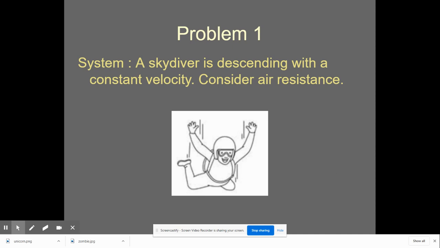All right, a skydiver is descending, that means falling, with a constant velocity. And we are supposed to consider air resistance. Okay, we're okay. Everybody breathe.